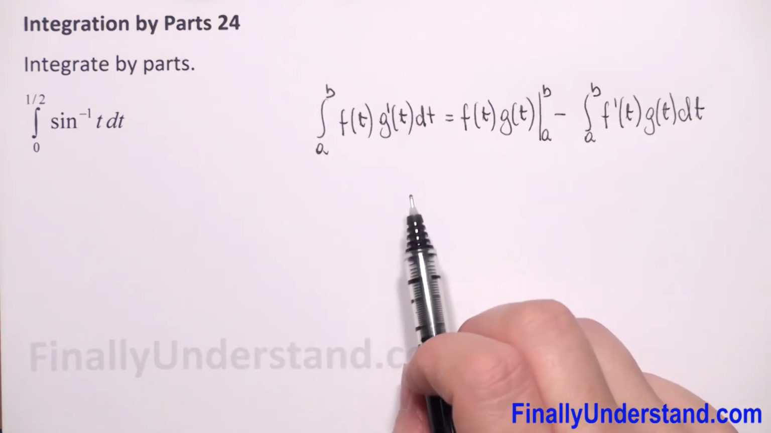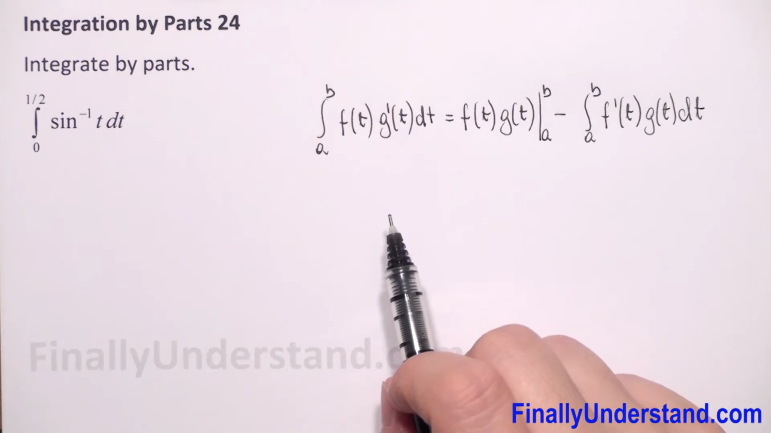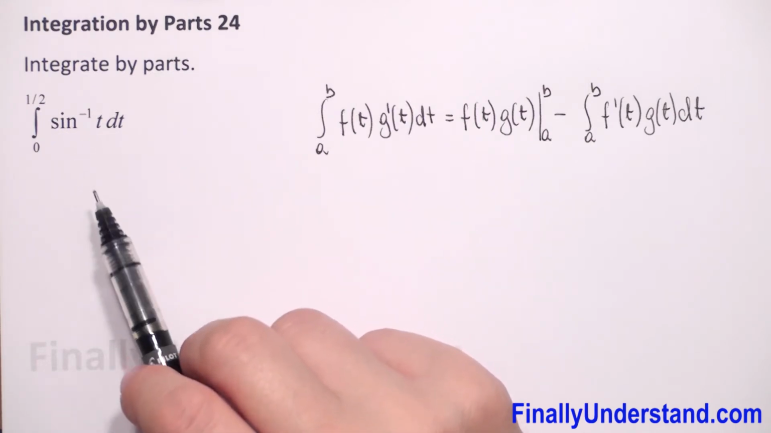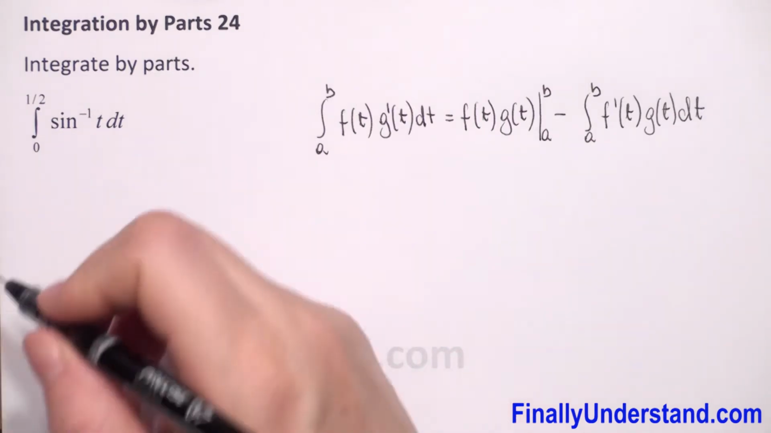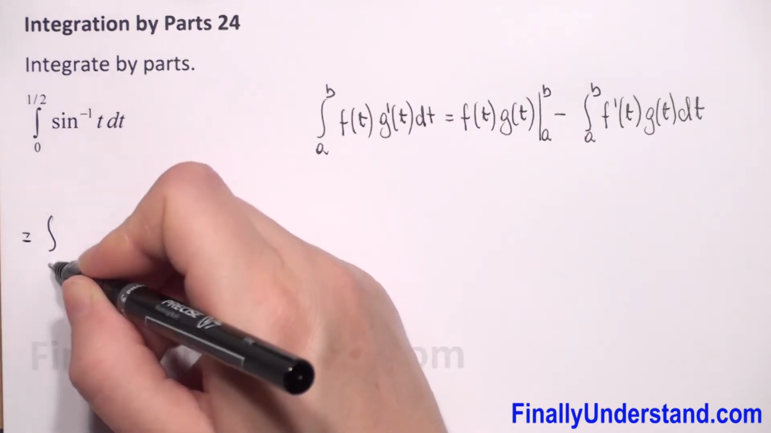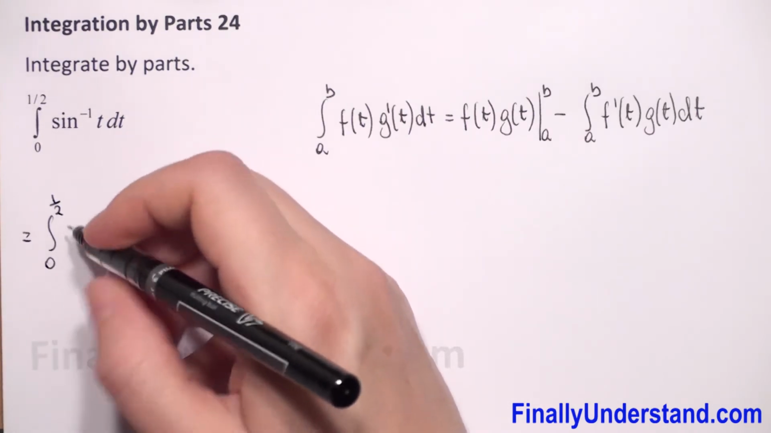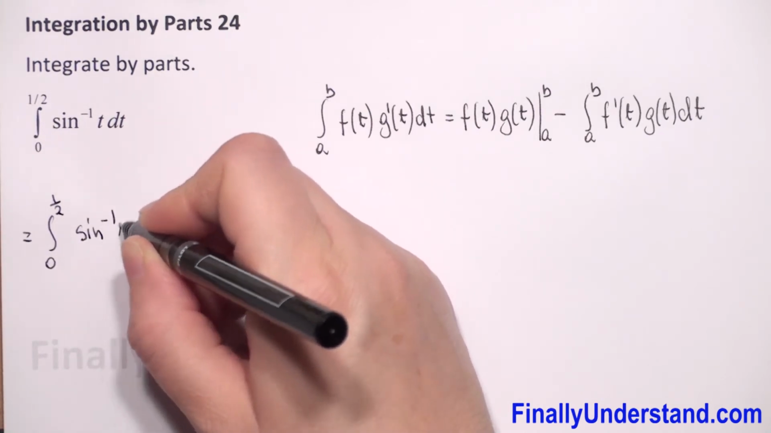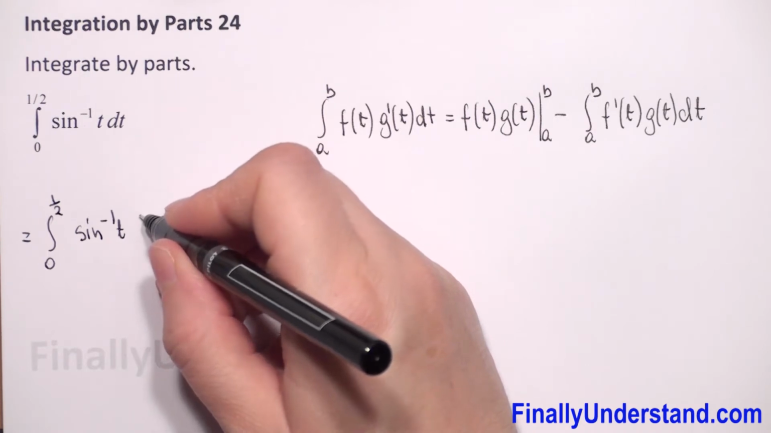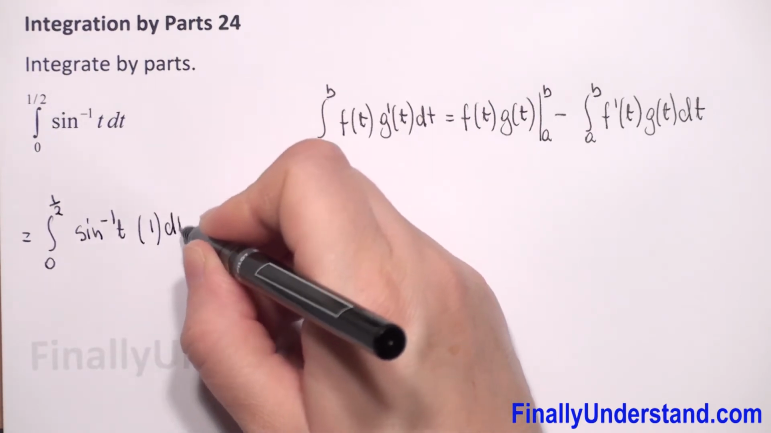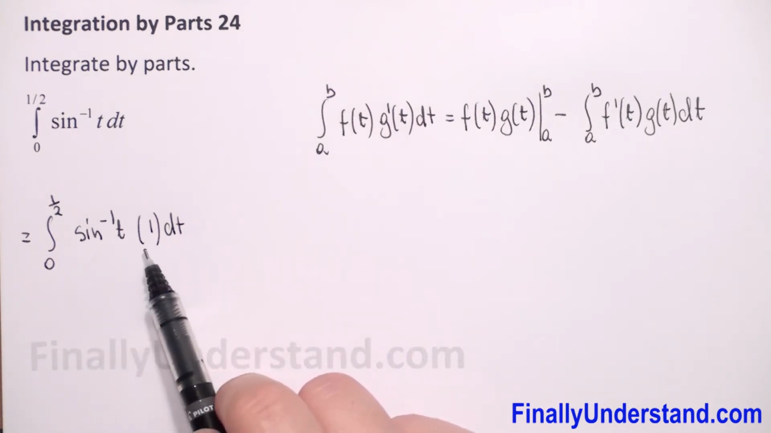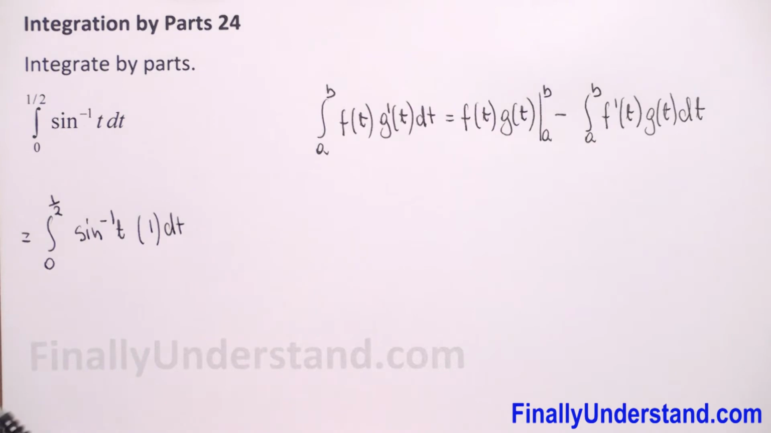F and g prime must be continuous functions. In our example, we have only inverse sine. So first, we can rewrite our definite integral from 0 to 1/2, and we can put inverse sine of t times 1 dt. Inverse sine is continuous, 1 is a continuous function, so everything is okay.